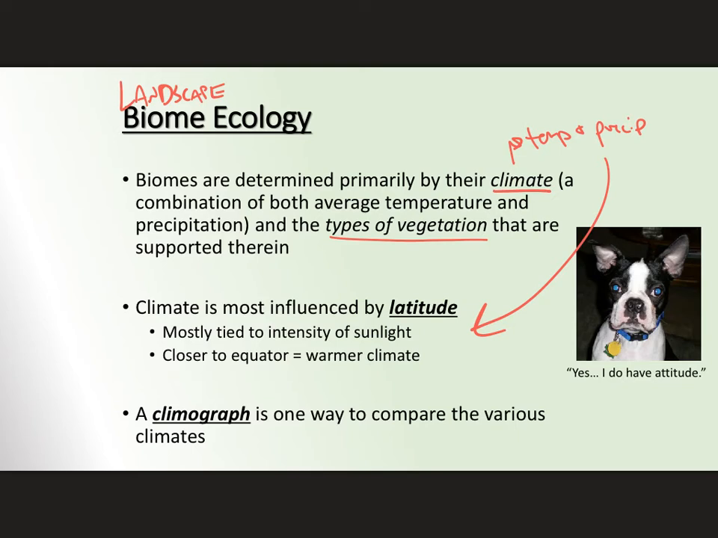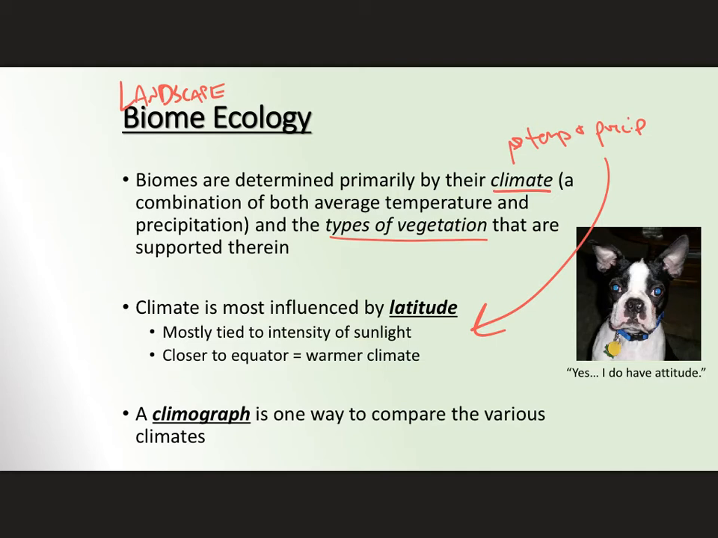Your temperature in particular is going to be affected by the intensity of sunlight that you have. And so the closer you are to the equator, the warmer your climate will be. We also talked freshman year about the greenhouse effect, which is the trapping of heat energy closer to the planet. But this also is reliant on sun intensity, which is reliant on latitude.